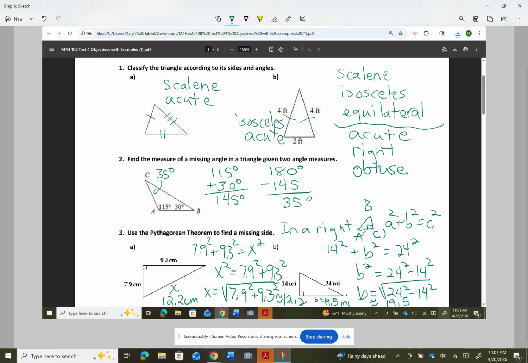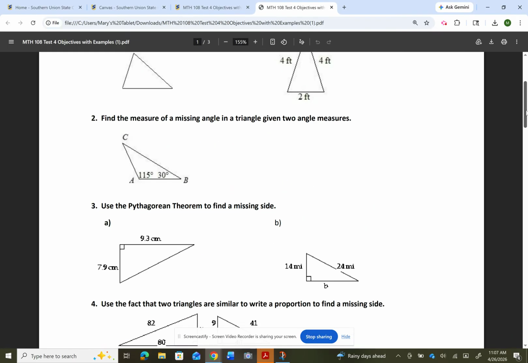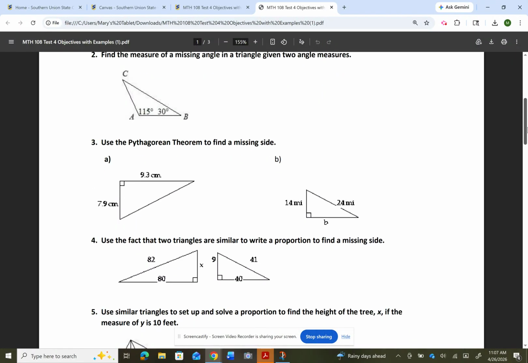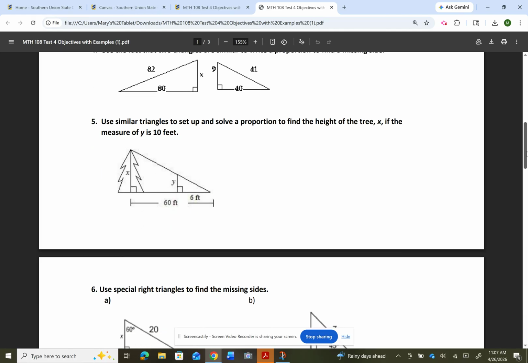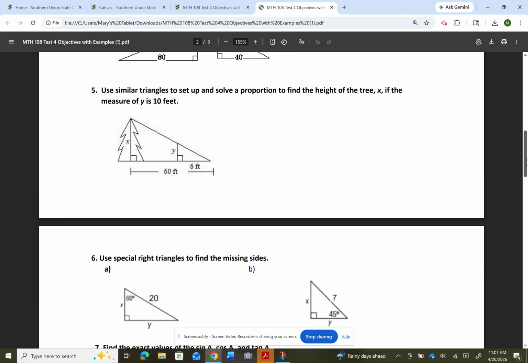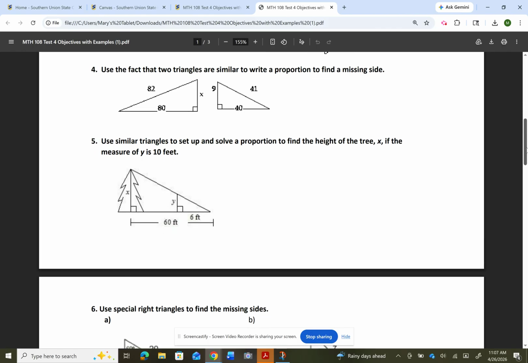All right, now let me go back to the original document for a moment. I need to take a picture of the next part I want to do, because this is a PDF, so I can't write on it like I do a Word document. So let's take a look at similar triangles. So that would be these two questions here.